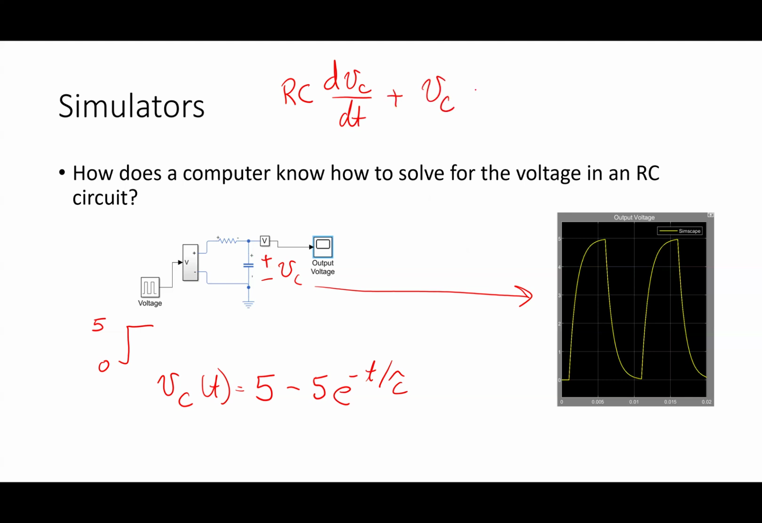I would get this. All right, this would be what the analysis would look like, right? So if I input voltage, that would be your differential equation. This thing right here is always tau, what I call tau.